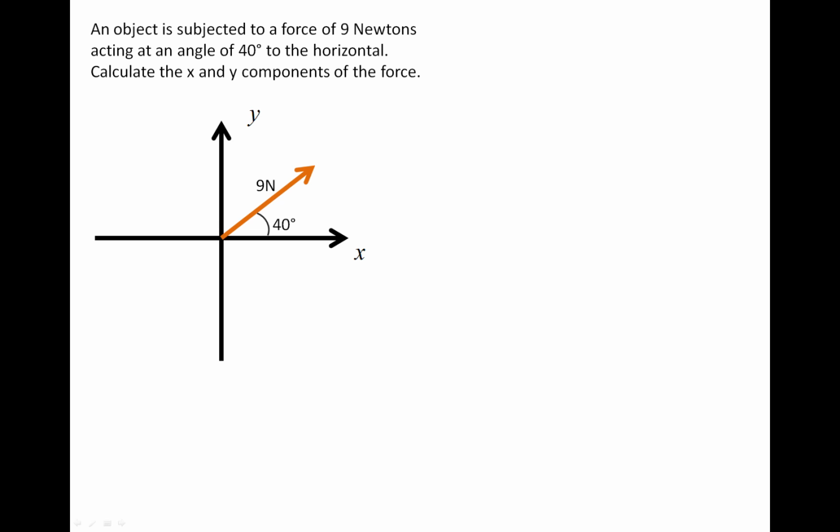As a result, we can draw this as the addition of two perpendicular vectors. We have the vector Fx and the vector Fy. So the length of Fx will be equal to the magnitude of the force in the x direction, and the length of Fy will be equal to the magnitude of the force in the y direction.